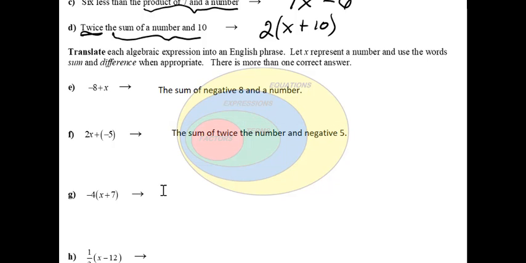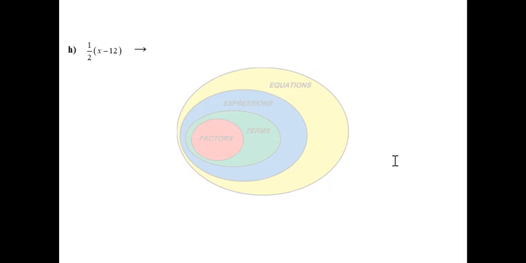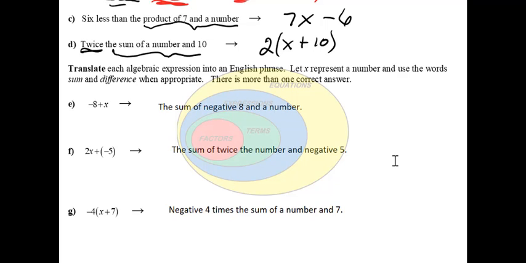Okay, in G, if you look at G, we have negative 4, and then it's times that quantity of x plus 7. So what I could do is start out with negative 4, times, and then representing x plus 7 as the sum of a number and 7. So it's kind of just like we had in D, where we have a product and a sum.